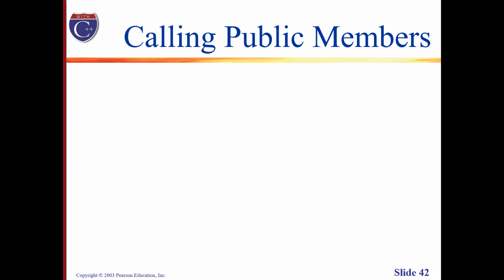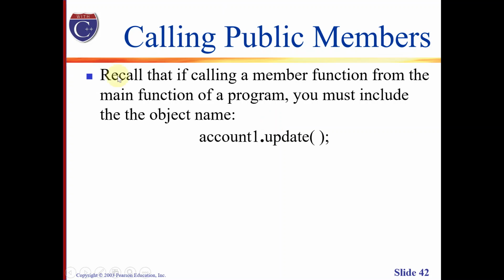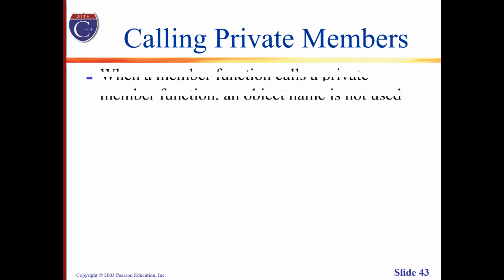In this example, we call public members. In this case, recall that if calling a member function from the main function of a program, you must include the object name. And of course, using the dot operator, we can call its member function, which is declared to be public. And how do we call private members? As we will recall, we need a member function whenever we need to call or access a private member variable.